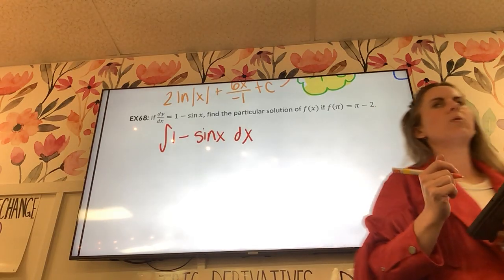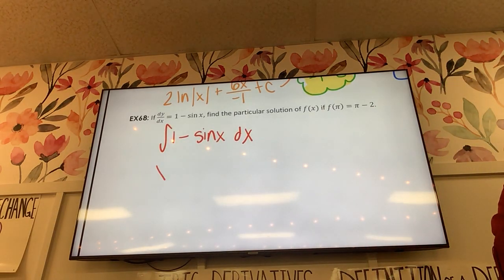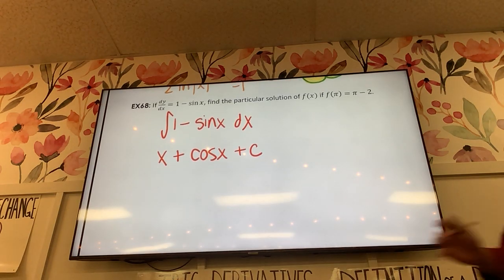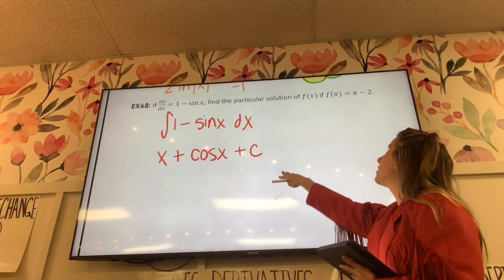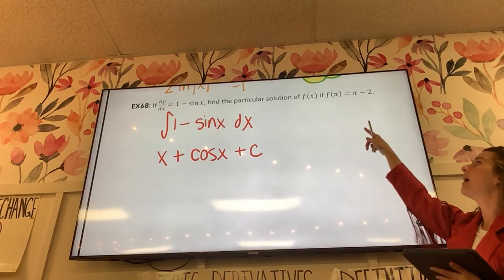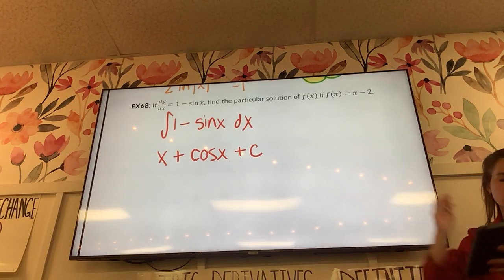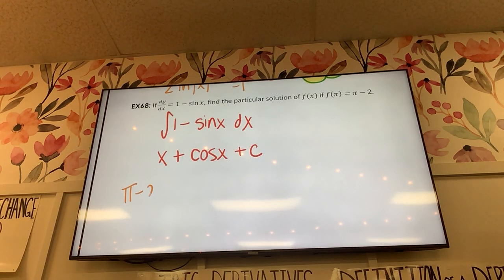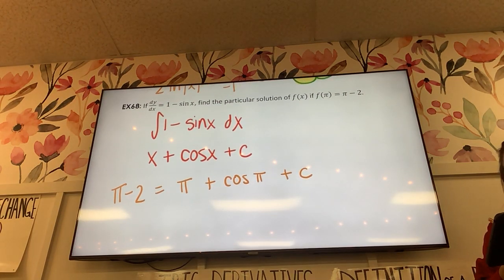What is the integral of 1? X. What's the integral of negative sine x? Cosine x. Plus cosine x. And then plus c. All right, so this guy right here is my general solution. So I'm going to plug in pi, and it should equal pi minus 2. So pi minus 2 should equal pi plus cosine of pi plus c. All right, what is cosine of pi? Negative 1.